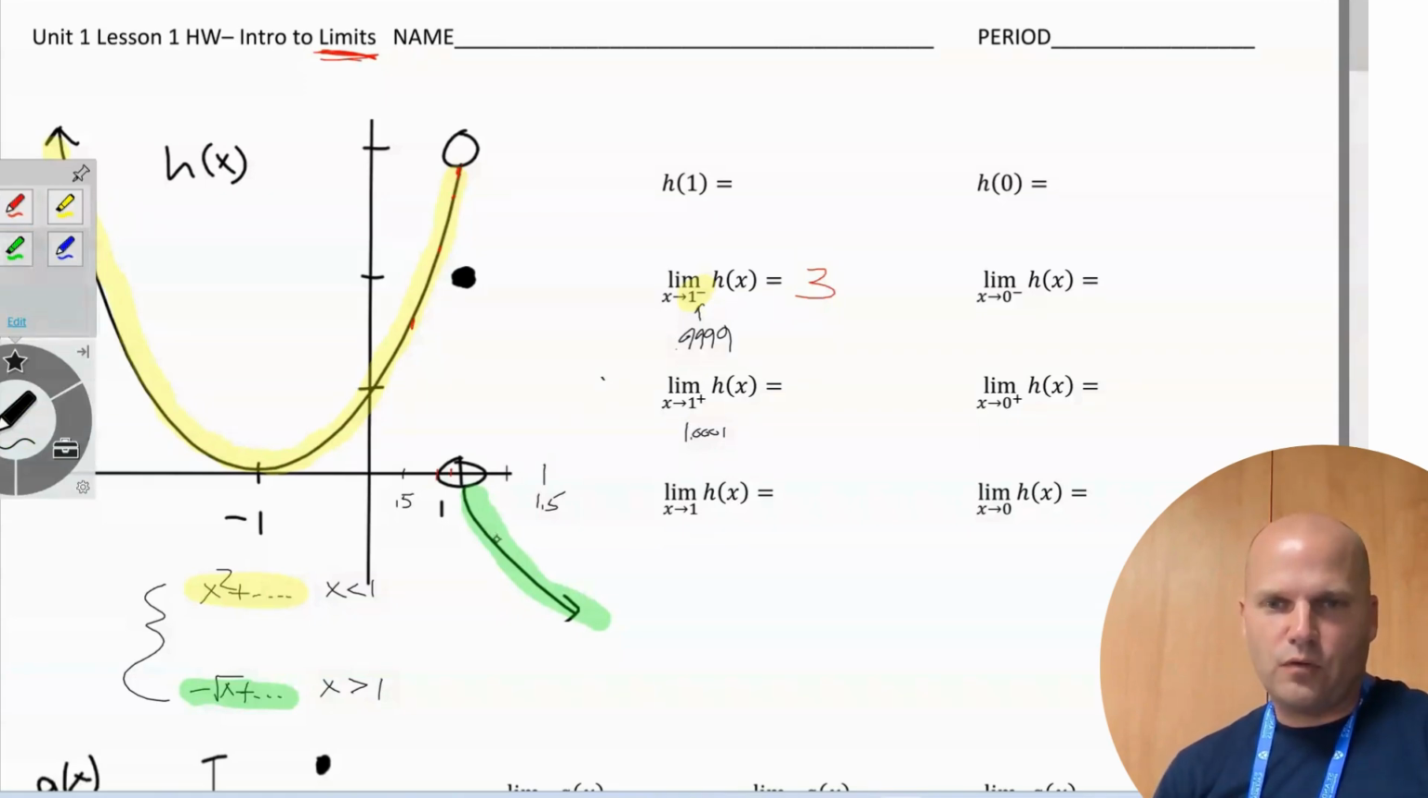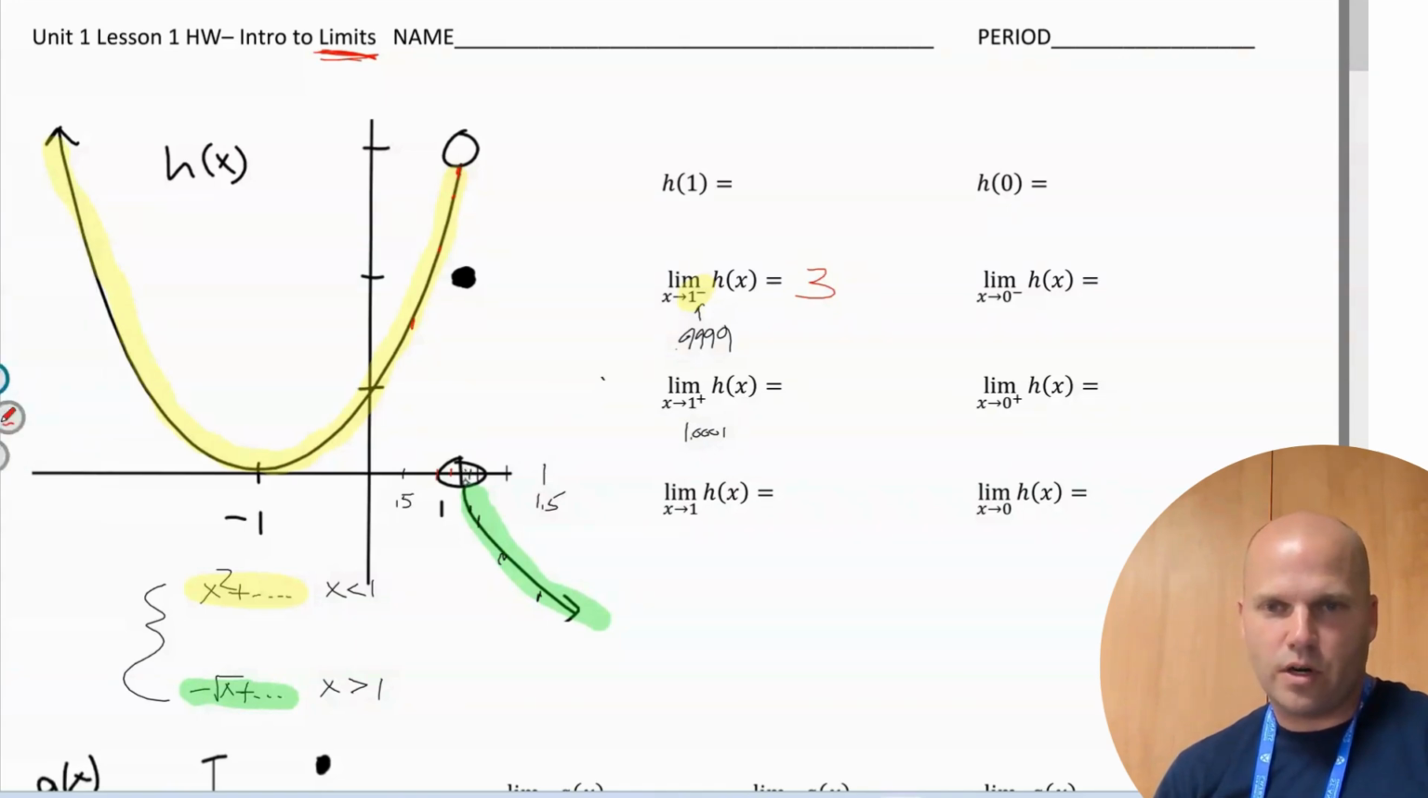If I go to 1.25, I'm right here. If I go to 1.01, I'm right here. 1.001, I'm right here. I get closer and closer to where this open circle's location is, which is at 0. Now, since this does not equal this, you just answer this.